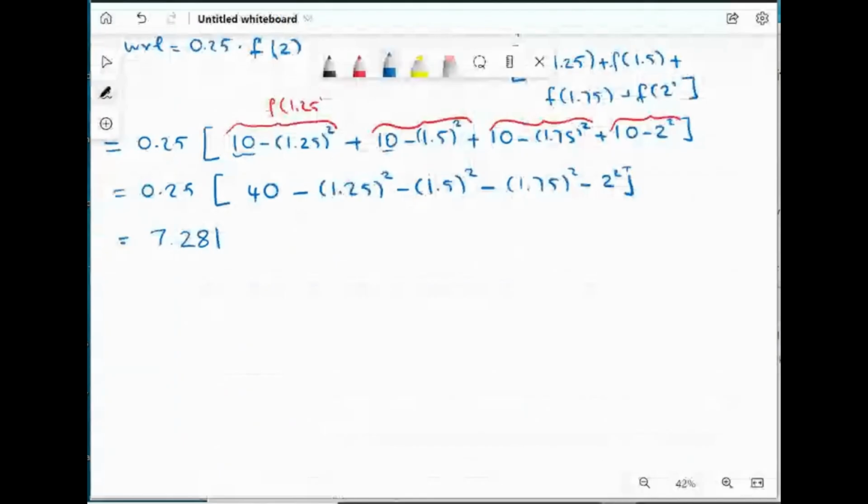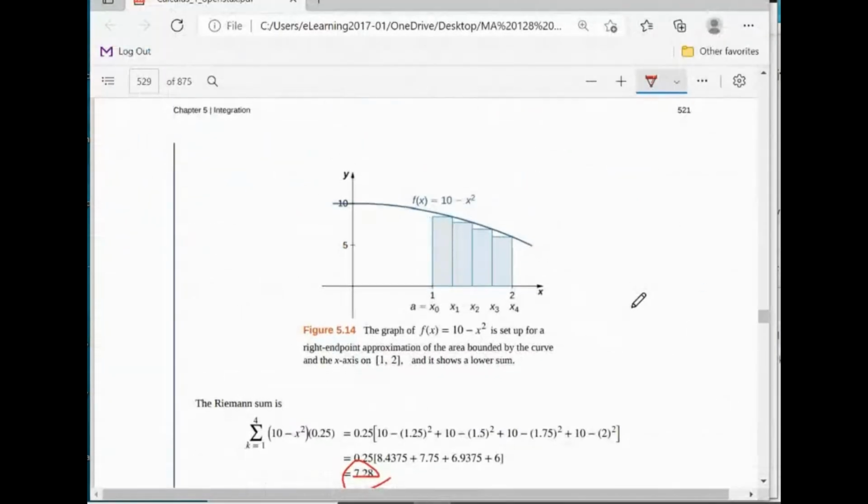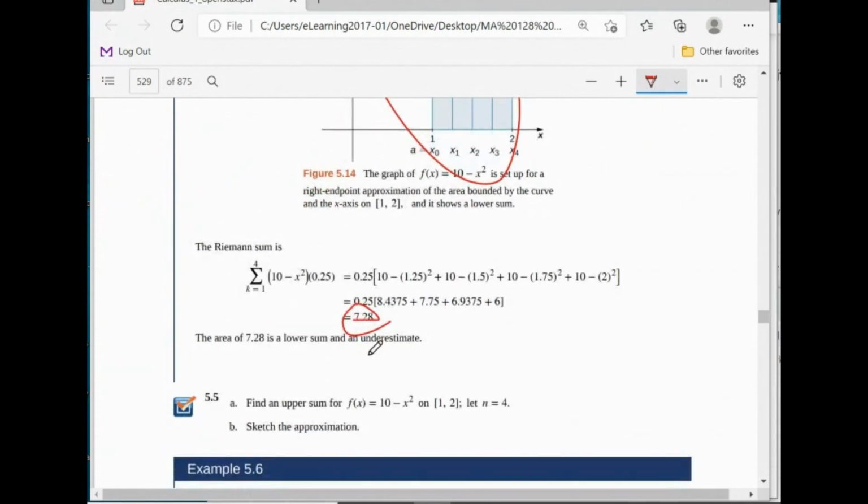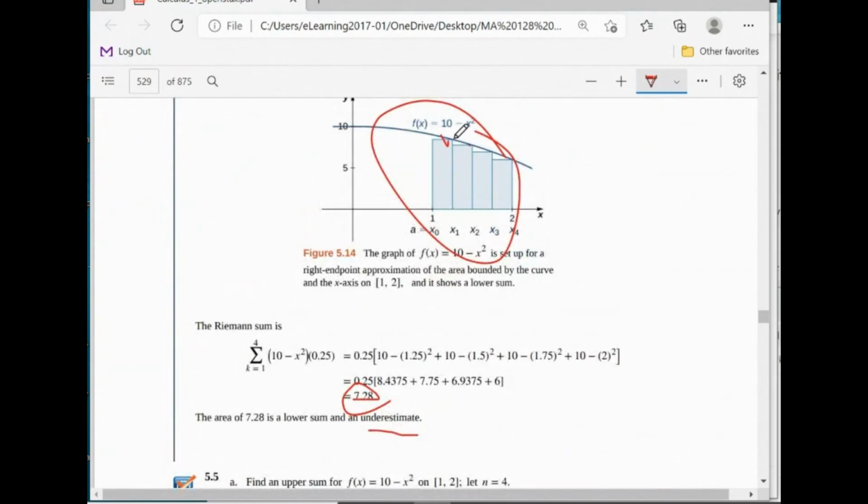281, we said. So this is the lower sum. This is an approximation of this area. It underestimated this area, and so it's an underestimation because there are parts which we didn't take into account, because these rectangles didn't cover these parts.